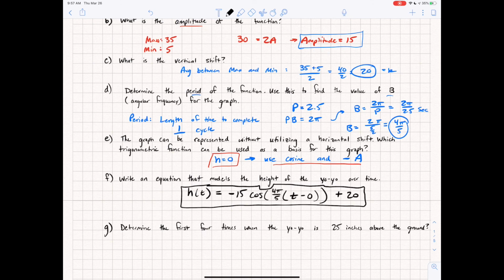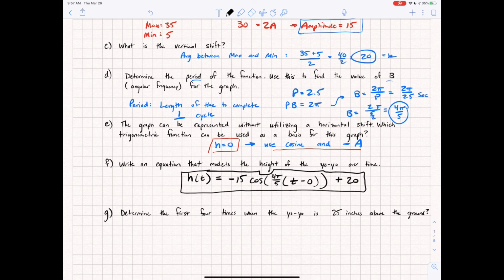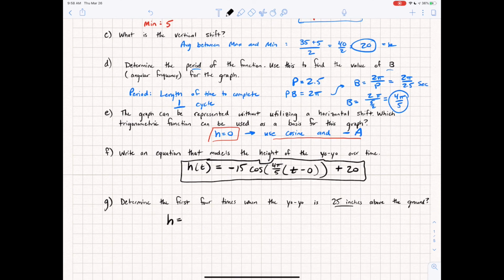Here is the equation that would model the height of this yo-yo over time. Now, in all of the modeling questions that we're going to do, the first part is really just trying to find what that model is, and that's where a major chunk of your points will come from when it comes to an assessment. The next thing to do is now apply that. So, okay, we've got the model. Now, how can I use that model? So determine the first 4 times when the yo-yo is 25 inches above the ground. In other words, when the height is 25, what's time? And not only that, I want the first 4 times.